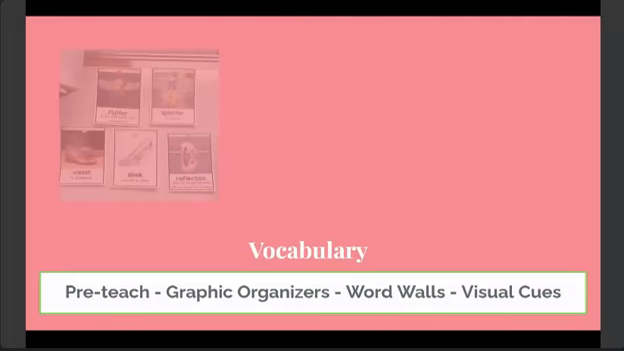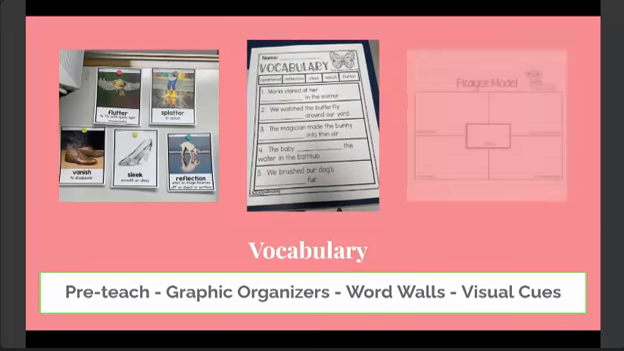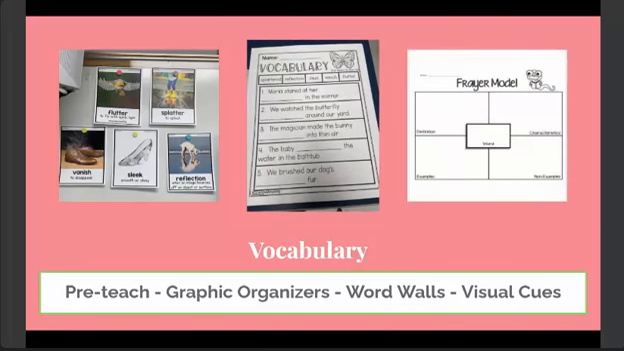The first step is vocabulary, is to pre-teach the words that are involved within the lesson, selecting words and adding them to a word wall, engaging students in a graphic organizer for a deeper understanding of the vocabulary words, and allowing them to become familiar with the words by engaging in the vocabulary review.